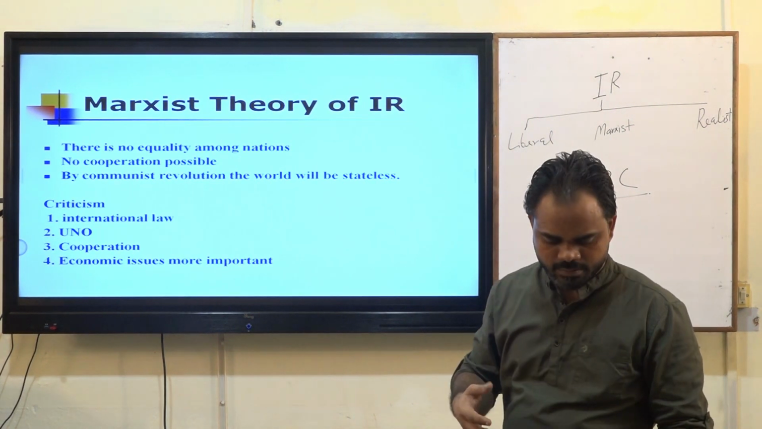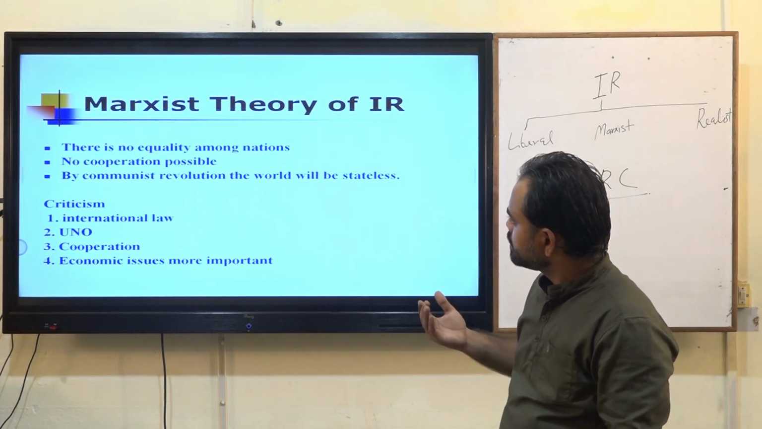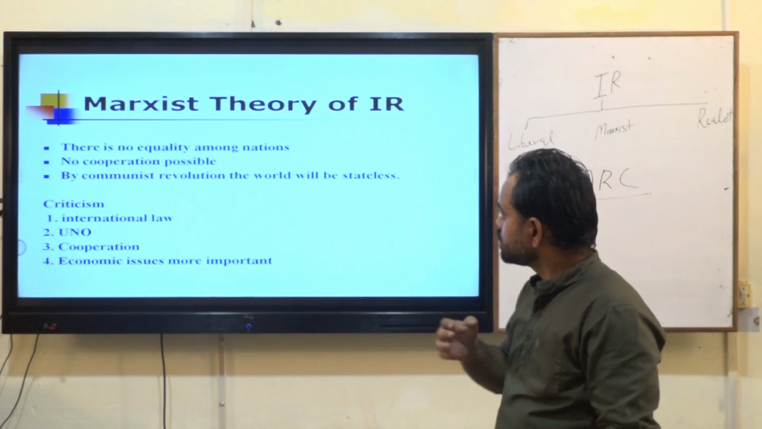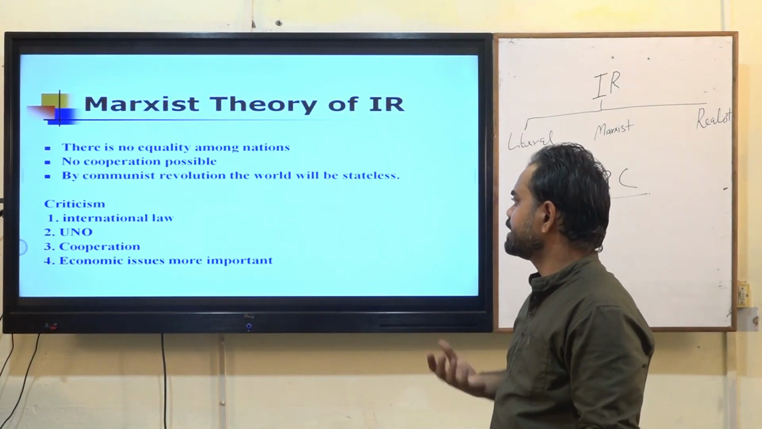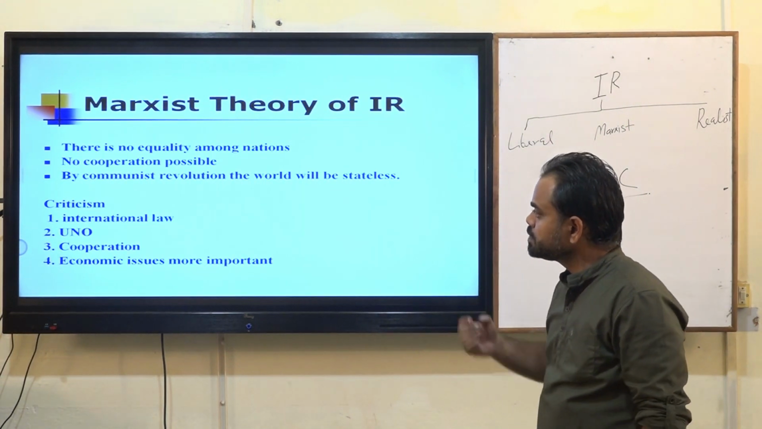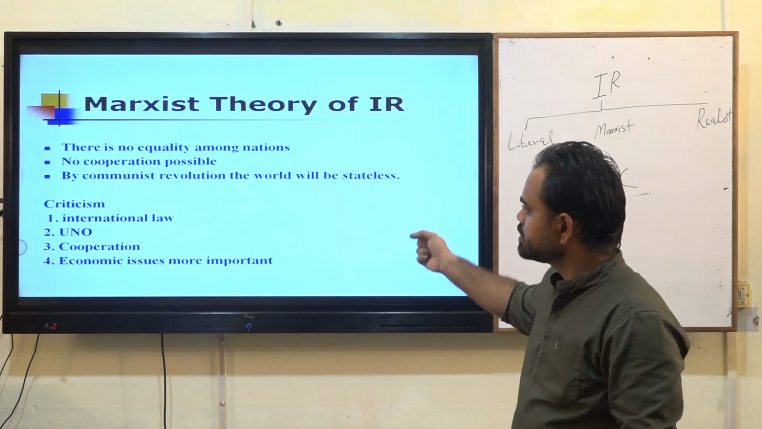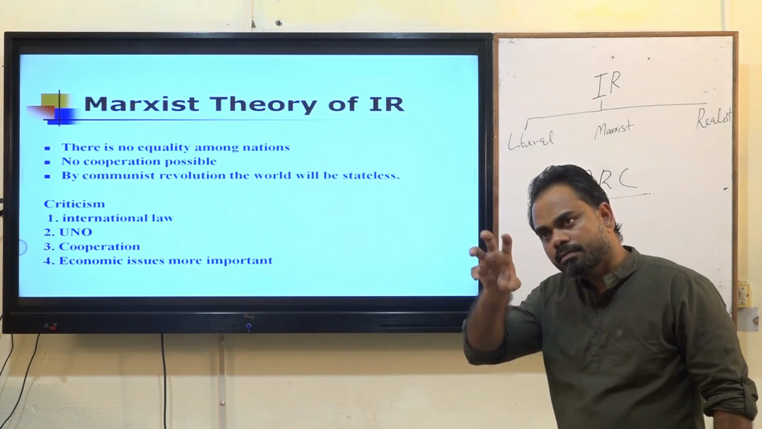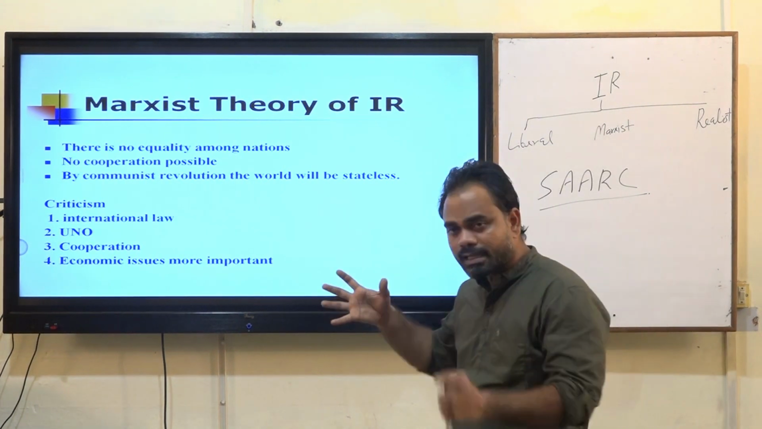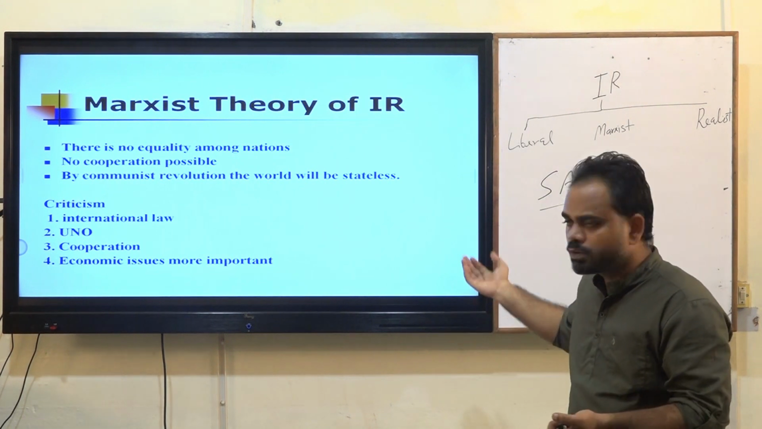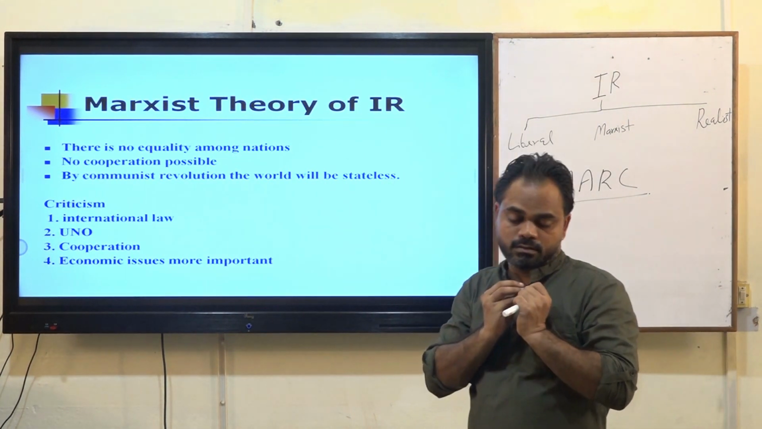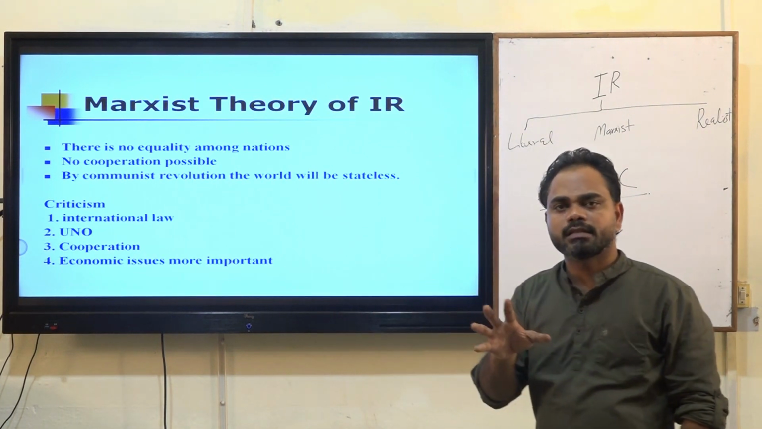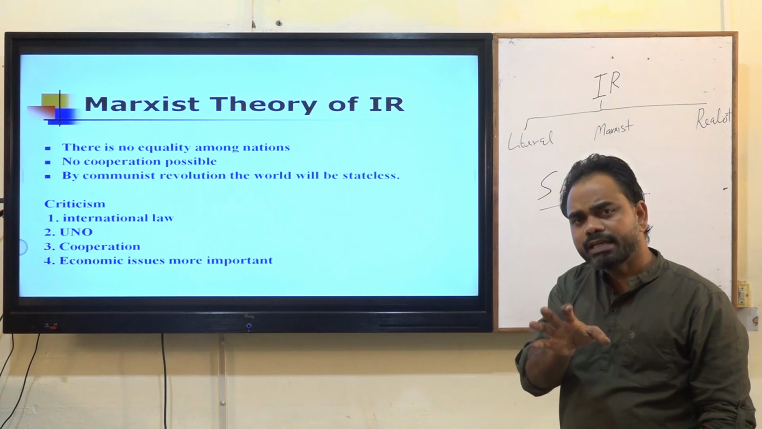Criticism: at present, we have some examples on these points which explain that Marxist theory is not accepted by all. We have some facts which show that Marxist theory is not correct. The first thing is international law. Today, international law is so applicable. The United Nations is also working for peace, for the resolution of conflicts. Cooperation is also possible at present, like the EU and SAARC, these regional organizations based upon cooperation, and economic issues are more important. So peace is more important for the whole world and political issues are secondary.